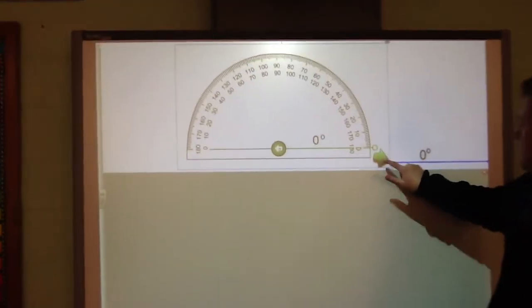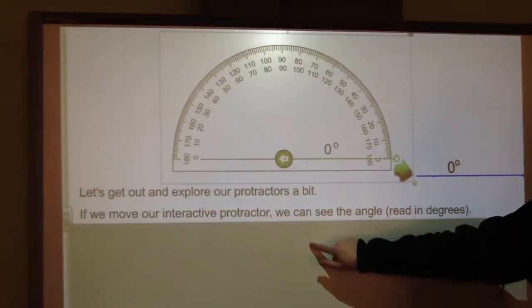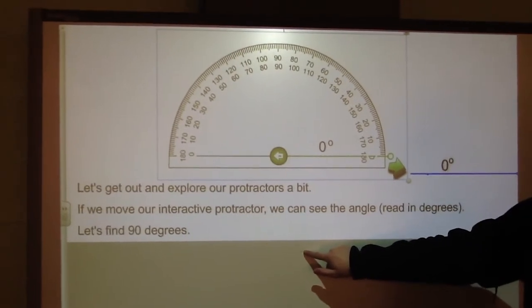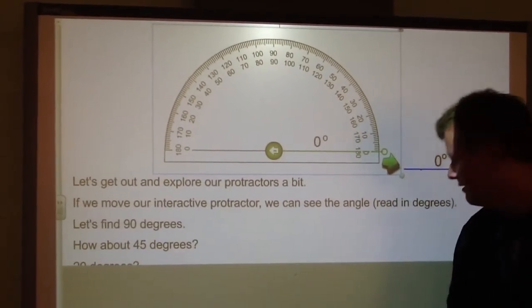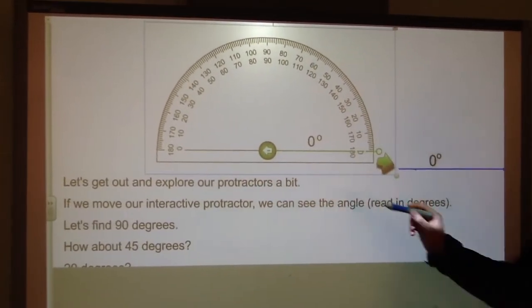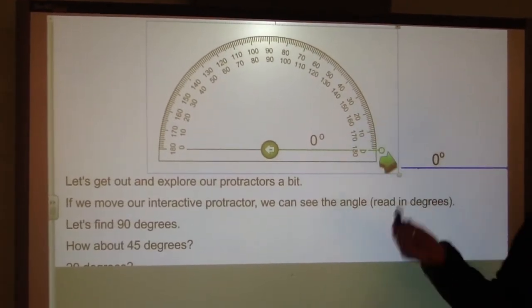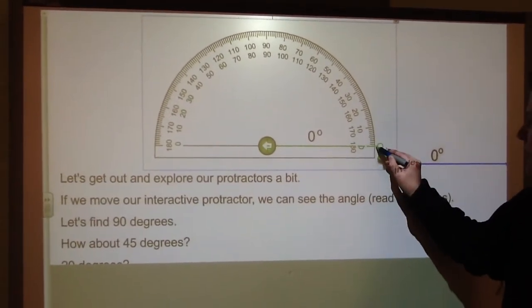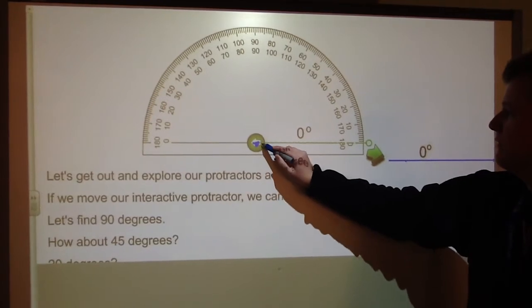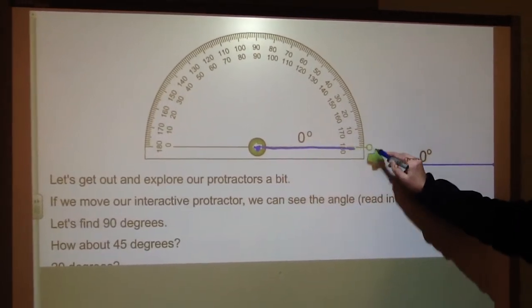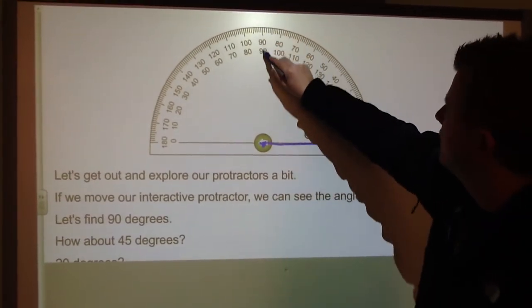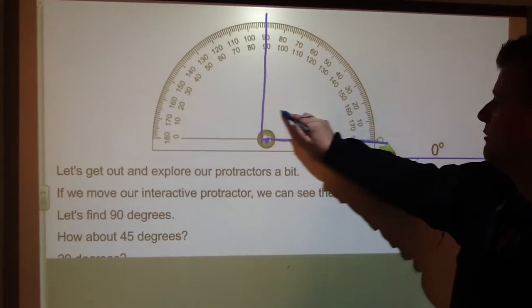Let's go through a couple things. We can see angles using our protractor. So if I wanted to find a right angle, I would put my vertex right in the middle. I know that this line is lined up with 0, and I would need to come down from 90. That's a perfect right angle.